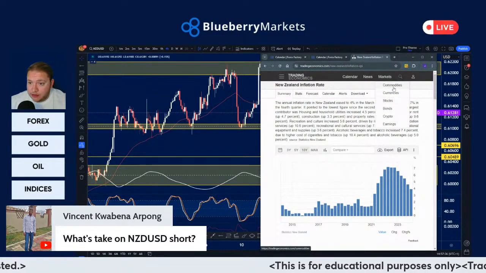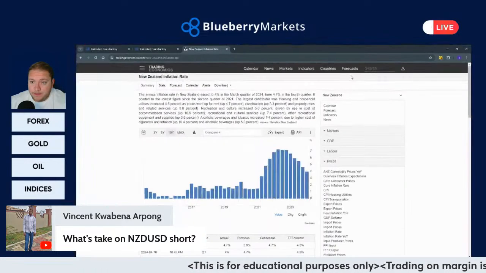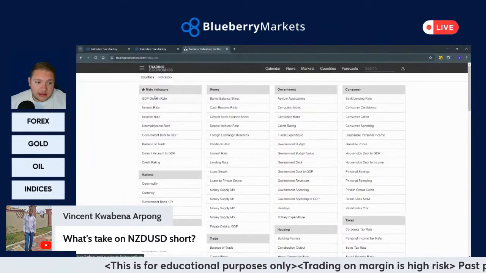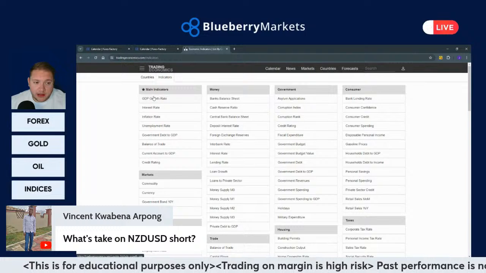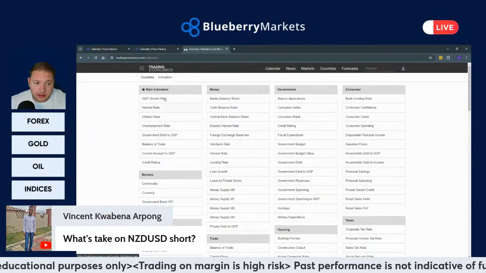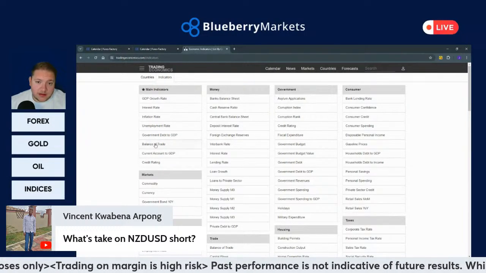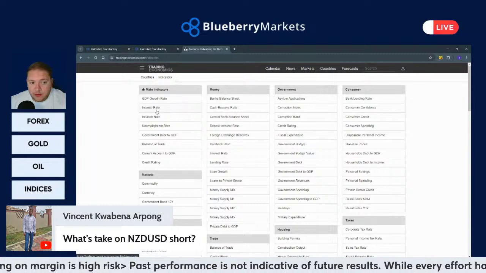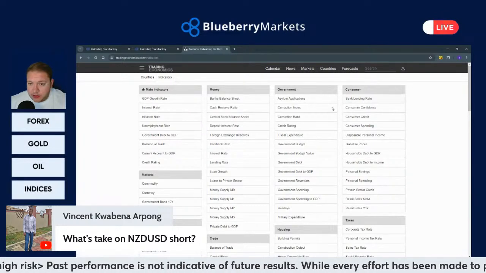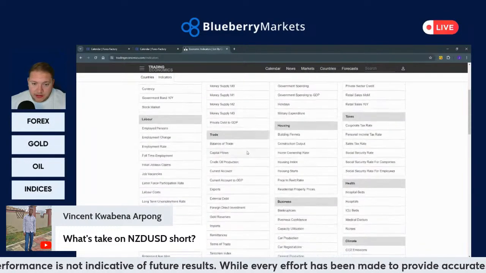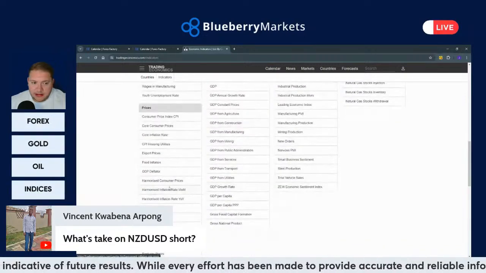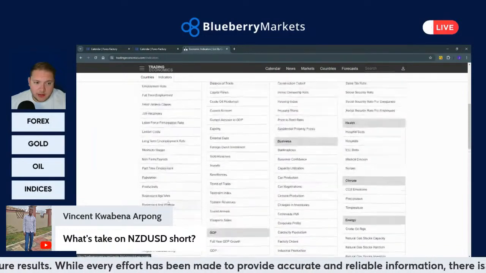If we go on to, let me go back into here, sorry, indicators again. You've got the inflation rate, the interest rate, GDP growth. These are your main indicators that you can come and have a little look at. If you want to look at individual stuff, you can come over here as well. So there's a ton of data that you can go through, CPI and things like that.